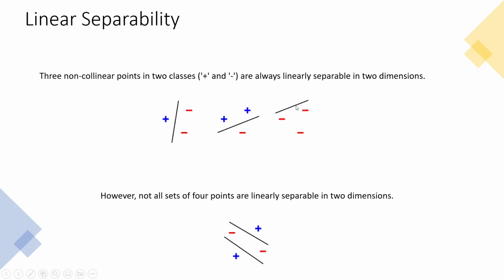And if you have just one class, that's obviously linearly separable because this is the class itself and the rest of the space. However, not all sets of 4 points are linearly separable in two dimensions, as you see in this example. We don't have any line that can split this space so that the blue pluses and red minuses will be on opposite sides of the line. That means this is not linearly separable. These are linearly separable.